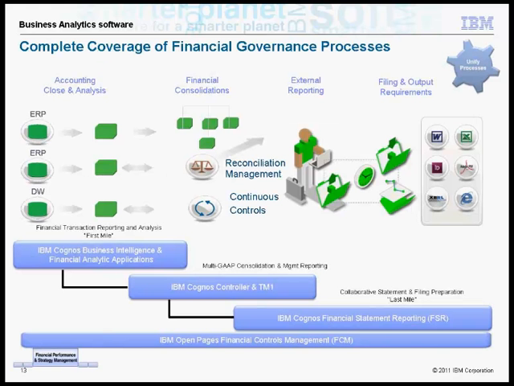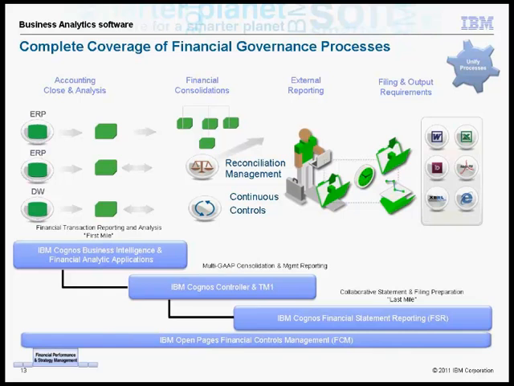As far as the complete coverage of financial systems within IBM Cognos, as I mentioned, we have Cognos Controller, which is our consolidation tool. We have TM1, which is our planning, budgeting, and forecasting tool, more or less. Then we have our FSR, which is the last mile of financial reporting to do your 10Ks and 10Qs to the SEC. And then, of course, we have Cognos 8, Cognos 10, and the financial analytic applications.